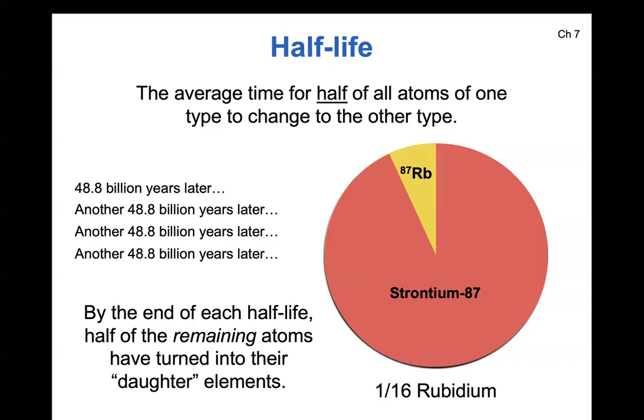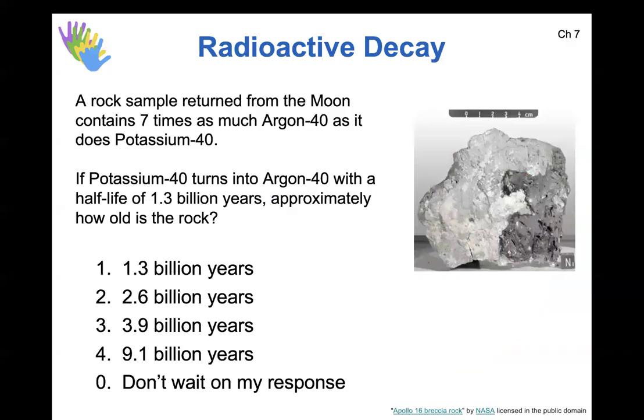So by the end of each half-life, half of the remaining atoms have turned into their daughter elements. So the daughter element in this case is strontium 87, also called the product of the decay, or the decay product. So here's the question for you.